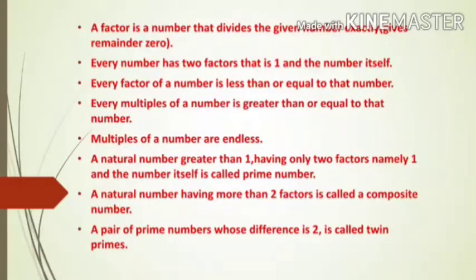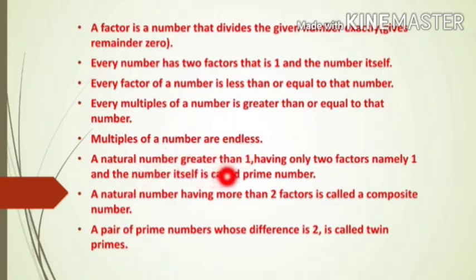Students, the first unit is over here. Now let's recap what are all the topics we discussed in the past 3 videos. A factor is a number that divides the given number exactly, giving remainder 0. Every number has 2 factors, that is 1 and the number itself. Every factor of a number is less than or equal to that number. Every multiple of a number is greater than or equal to that number. Multiples of a number are endless.